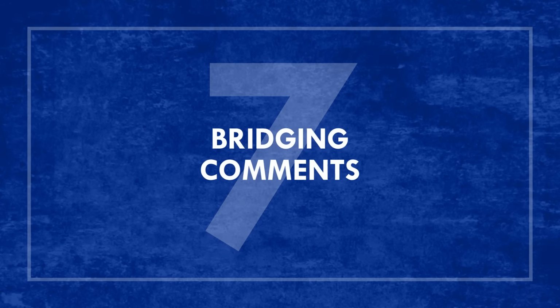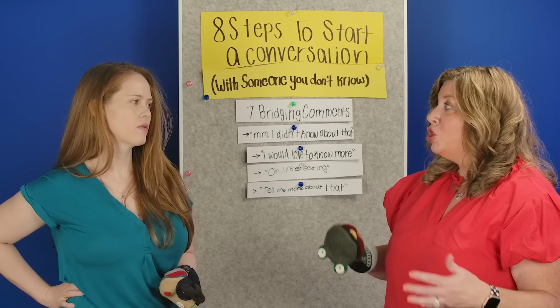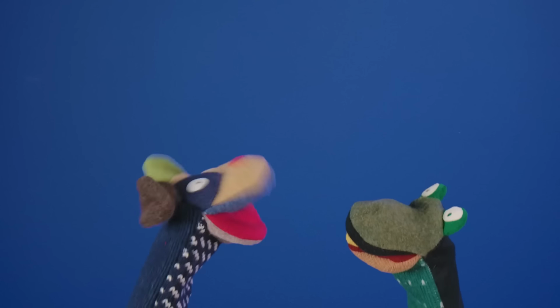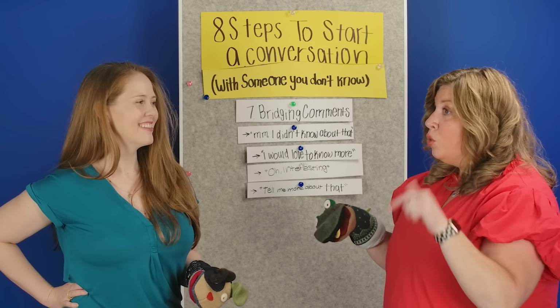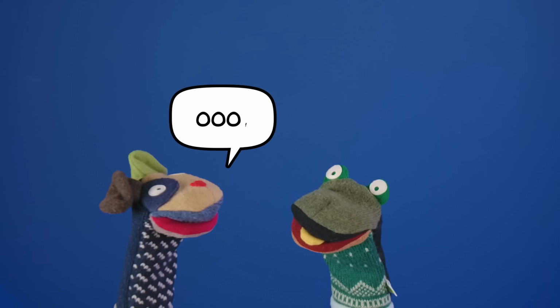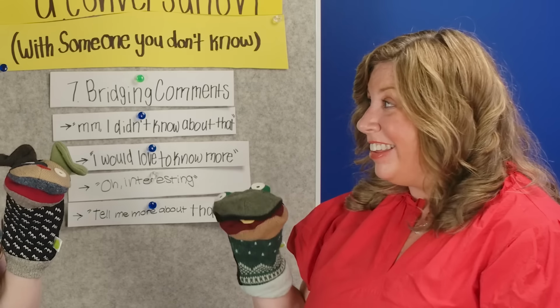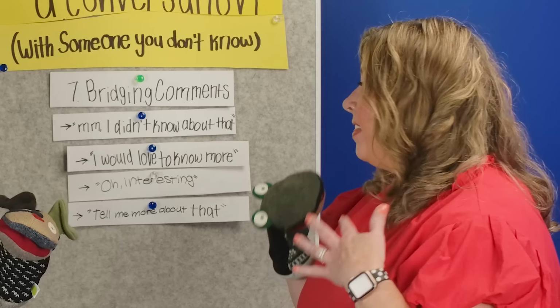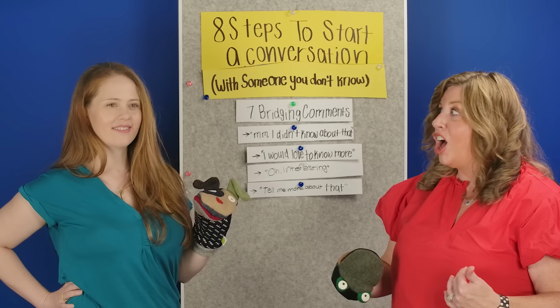Seven, bridging comments. You're encouraging someone to talk more about something. So, for instance, if you say something and I'm really interested and you keep talking, I might be like, oh, whoa, go back. Tell me more about that. And that way, you know I'm interested in that topic. Danny Donovan has a great way of doing this. If I'm talking about something that she thinks is interesting, she'll be like, ooh, subscribe. Oh, I like that. I would like to subscribe to your newsletter. Exactly. I would love to know more. That's a way that now I'm encouraging you to talk about topics I want to talk about.